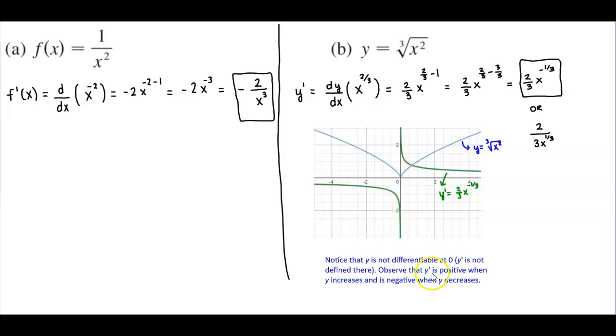Now observe that y prime is positive when y increases and is negative when y decreases. So when the function y is decreasing, we can see that the function is below the x-axis, which is negative. And if the function y is increasing, then we can see that this graph is above the x-axis, so therefore it's positive when y is increasing.